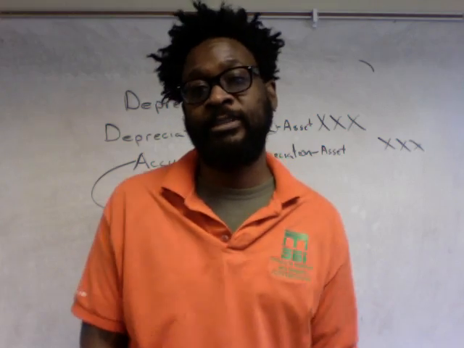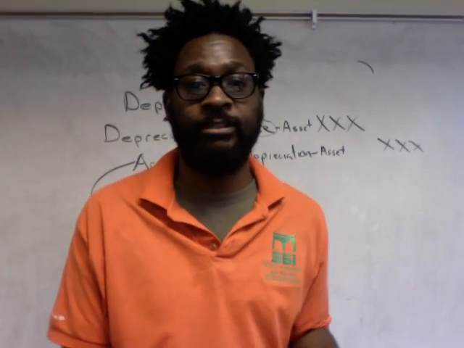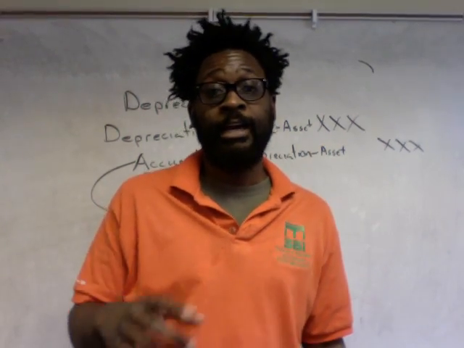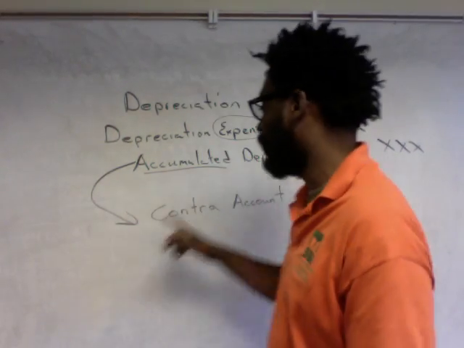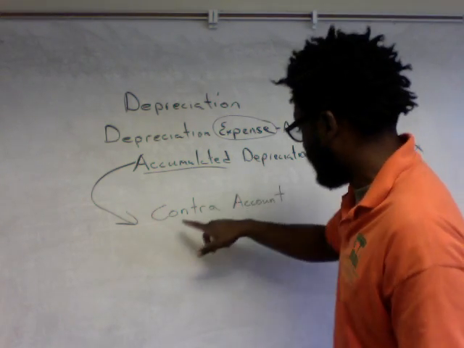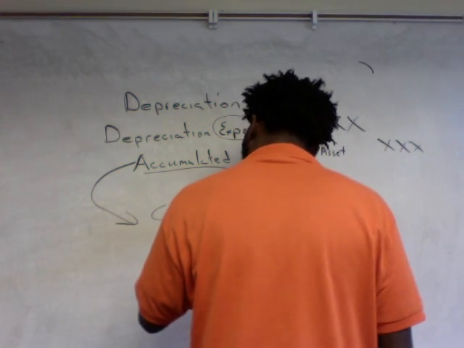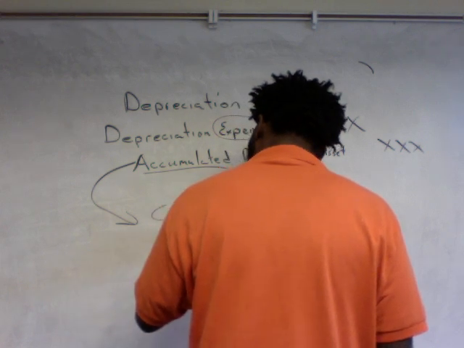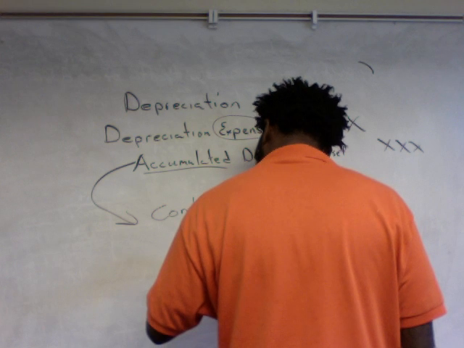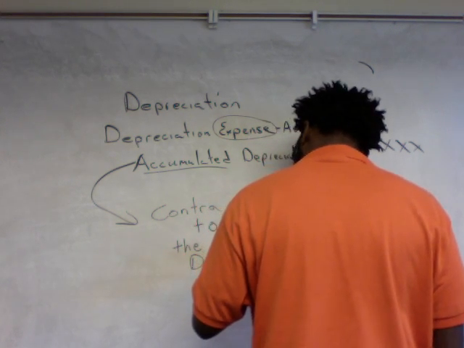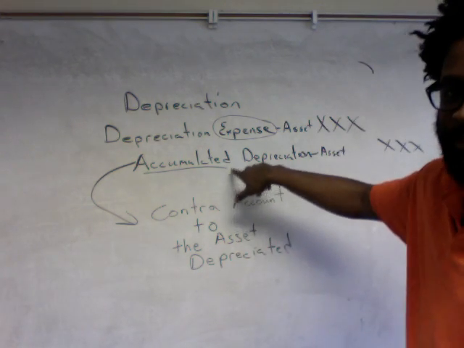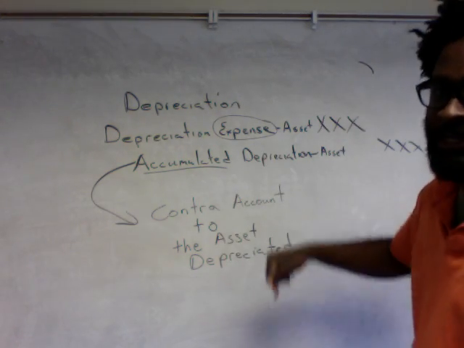Now, you know you can only affect something in two ways. You can either increase it or you can decrease it. So this happens to be an account that affects another account. Now, obviously, you can take a logical guess as to what account accumulated depreciation is going to affect. It's a contra account to the asset depreciated. So whatever asset you're currently trying to depreciate, this accumulated depreciation is the contra account to it. It's going to affect that asset.